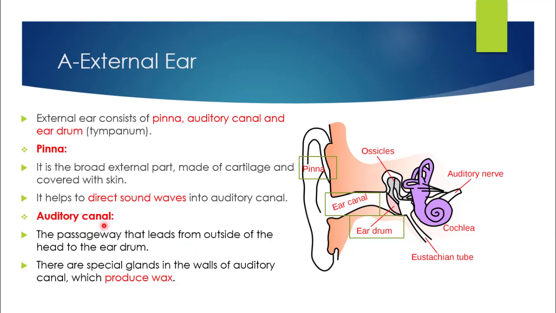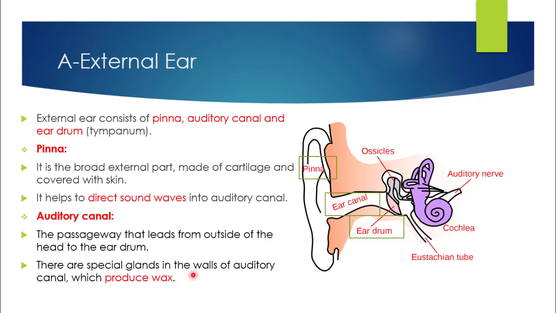The auditory canal, which is the second important part of the external ear, is the passageway that leads from the outside of the head right to the eardrum. So this passageway right from this outside area to the eardrum is called the auditory canal or ear canal.